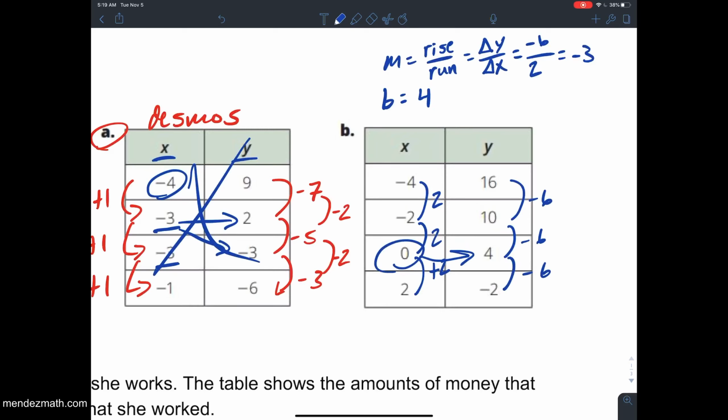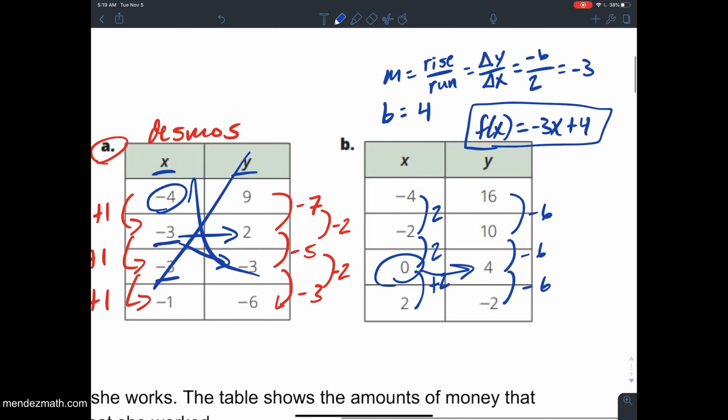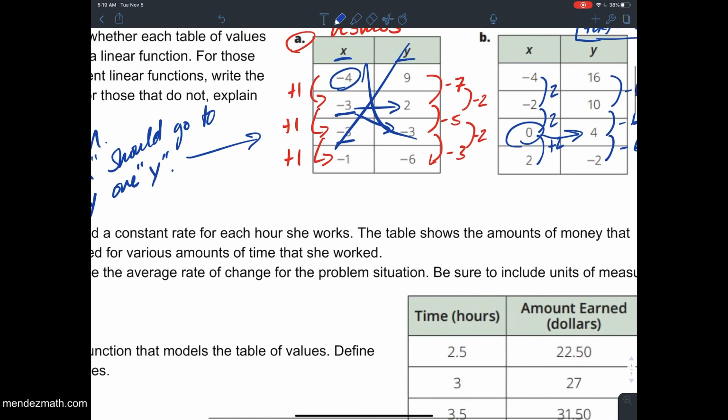So we write our function. f(x) equals our slope, -3x plus 4. There we go. That cleans it up a lot better. All right, let's move on.